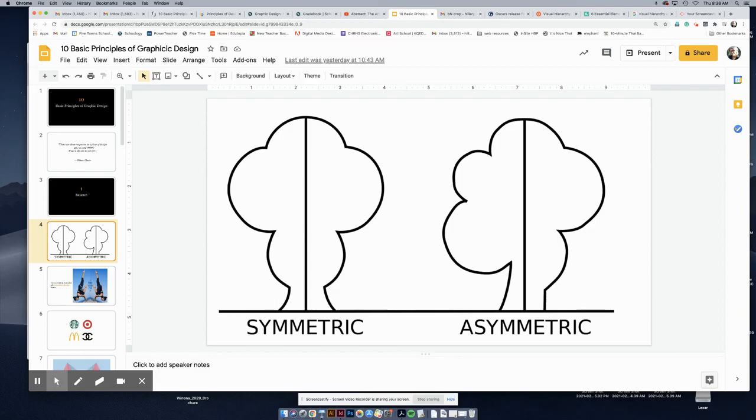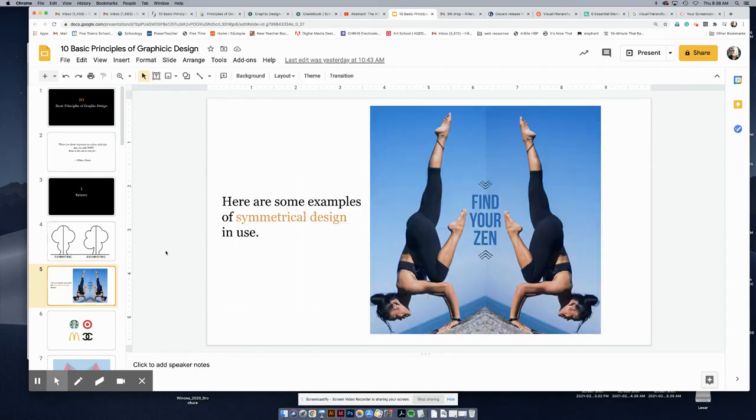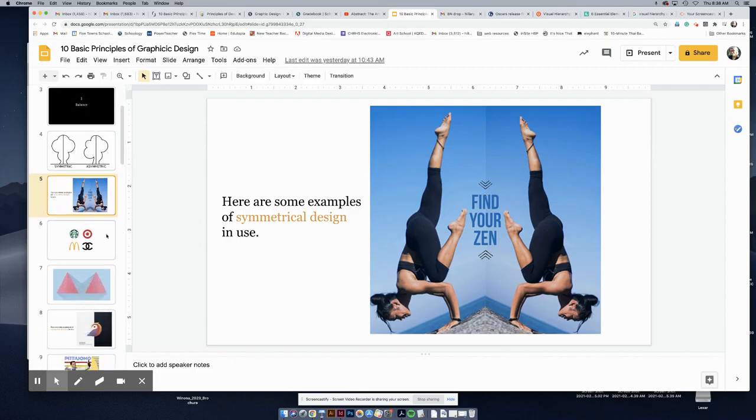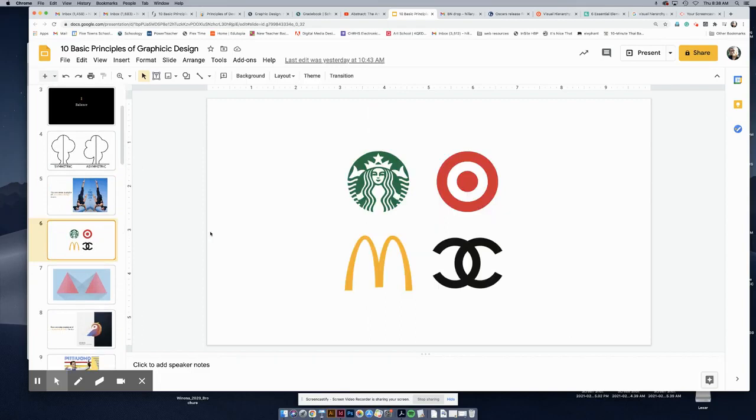Let's have a look at an example of a balanced design. Here is an example of a symmetrical design. The elements on the left are the same as the elements on the right. There's almost a central line going down it. The type is centered here, and it gives a sense of calm. Let's look at some logos that use that concept of symmetry.